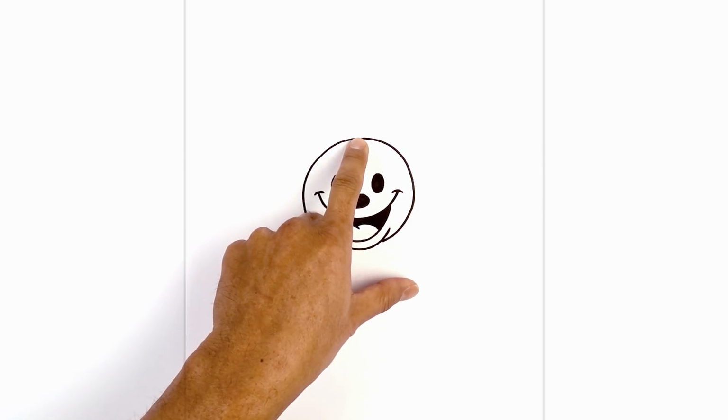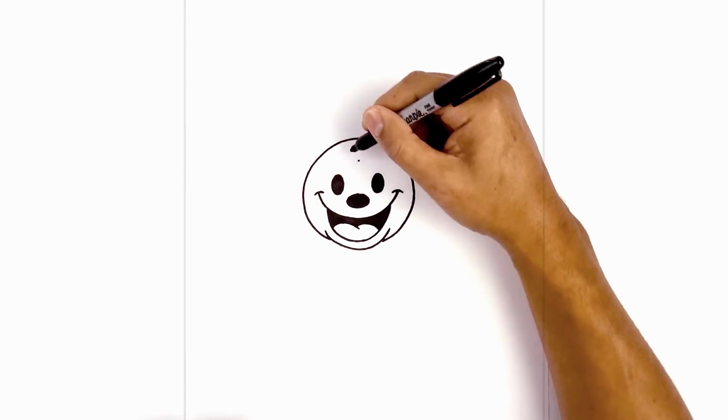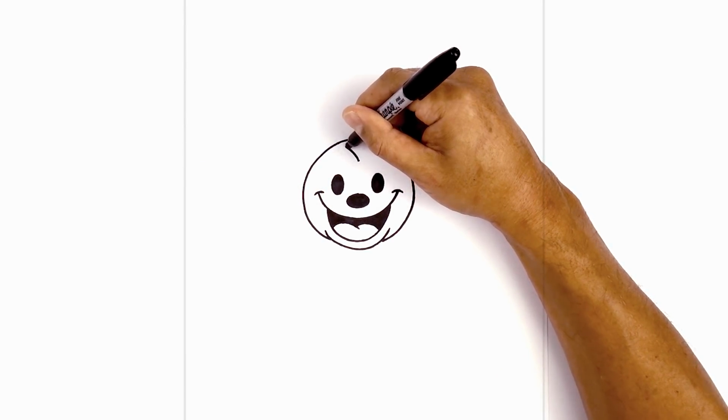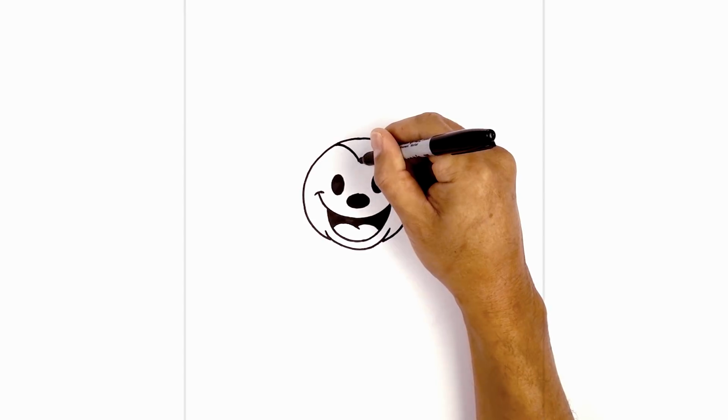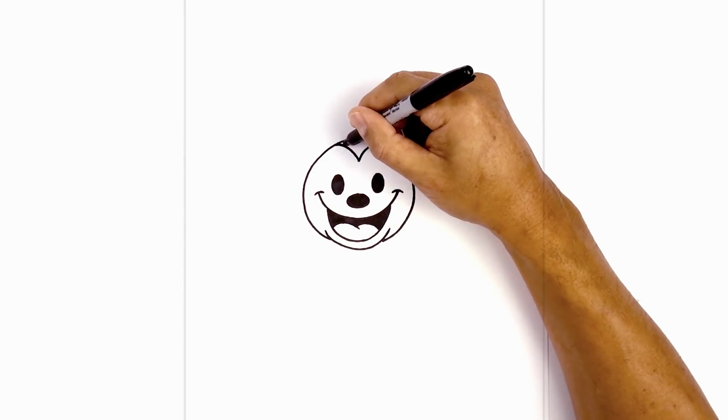Now in the center of the head, we're going to step down, start with a point. From this point, I'm going to curve up and out towards the left, rounding that out. Go back to the center and do the same thing on the right side. Now we're going to go in and fill that in black as well.